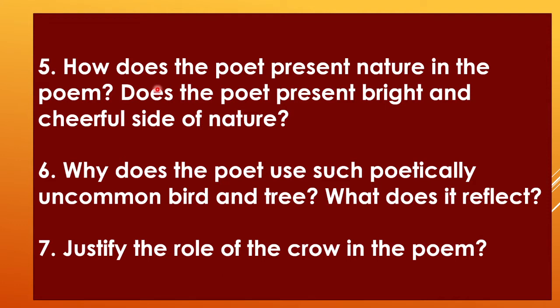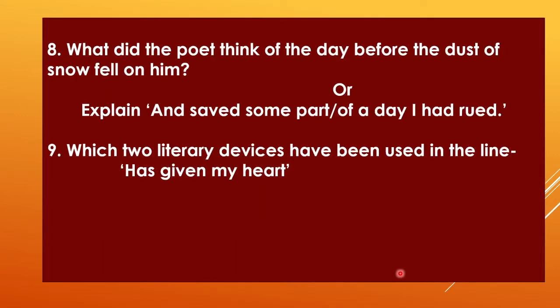Question number 5. How does the poet present nature in the poem? Does the poet represent the bright and cheerful side of nature? Then sixth is, why does the poet use such poetically uncommon bird and tree? What does it reflect? Then justify the role of the crow in the poem. Eighth one now. What did the poet think of the day before the dust of snow fell on him? Or explain 'and saved some part of a day I had rued'.